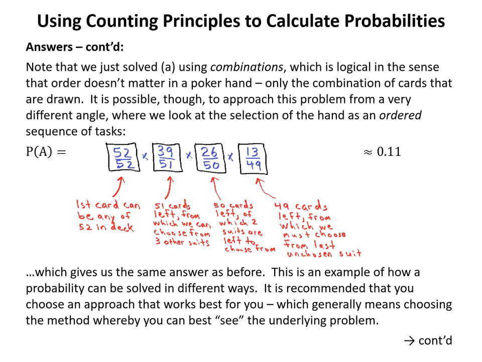It is possible, though, to approach this problem from a very different angle, where we look at the selection of the hand as an ordered sequence of tasks. So the diagram that you see on the slide below shows the 4 cards as 4 boxes. And to figure out the probability of event A, we can think of it in the following way. First of all, the first card can be any card. So one way of looking at this is we could pick any card from the deck and we still have the possibility of getting 4 different suits. There's no restriction on the first selection or the first card.